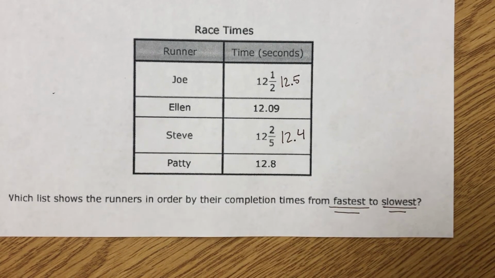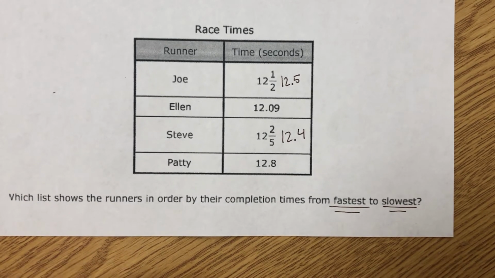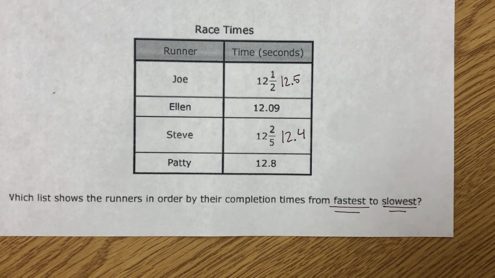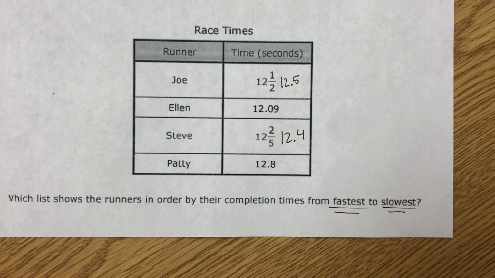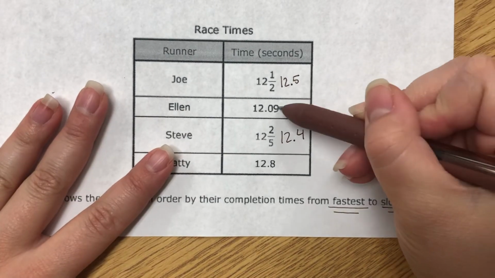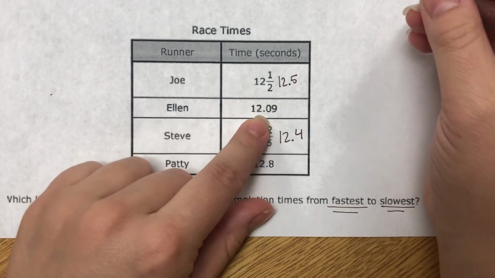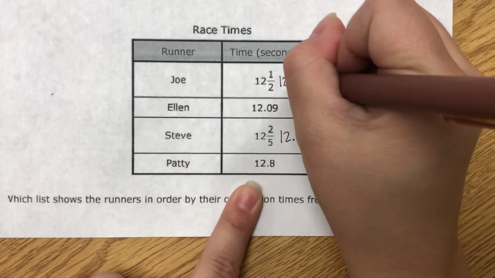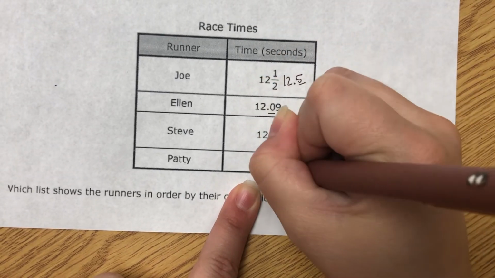Joe, Ellen, Steve, and Patty were running the race. So in order for us to find the fastest time, it's kind of tricky this way, because whenever you think fastest, you want to think the biggest, but it is not that way. When you're running a race, you are trying to beat everybody and be first and have the smallest time that it took you to get across the finish line. So let's look for the smallest decimal place. I have 12.09, 12.5, 12.4, and 12.8.